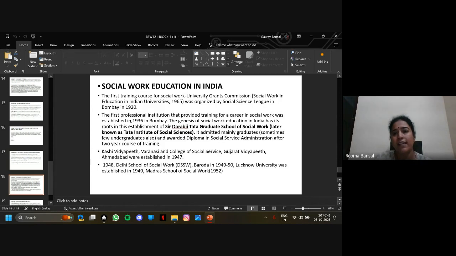As we move to social work education in India, the first training course for social work under the University Grant Commission (UGC) was organized by the Social Science League in Bombay in 1920. The first professional institution that provided training for a career in social work was established in 1936 in Bombay. The genesis of social work education in India has its roots in the establishment of Sir Dorabji Tata Graduate School of Social Work. Nowadays, it is known as Tata Institute of Social Sciences.